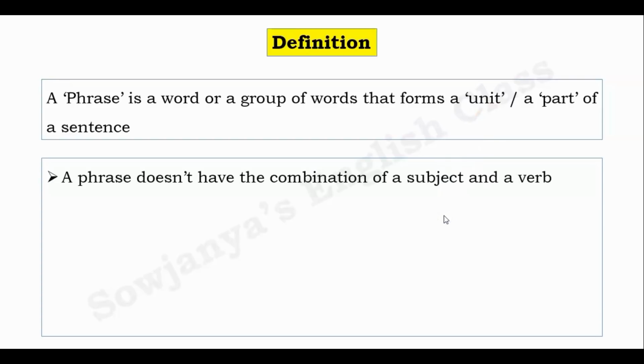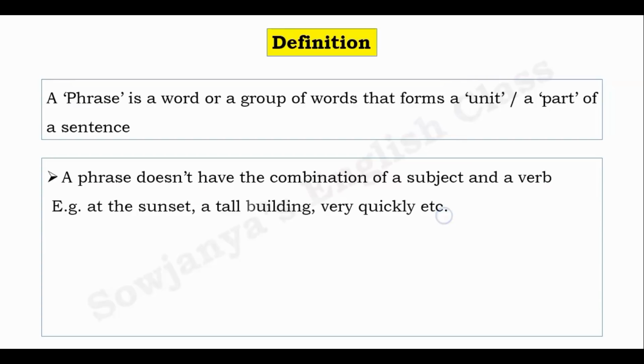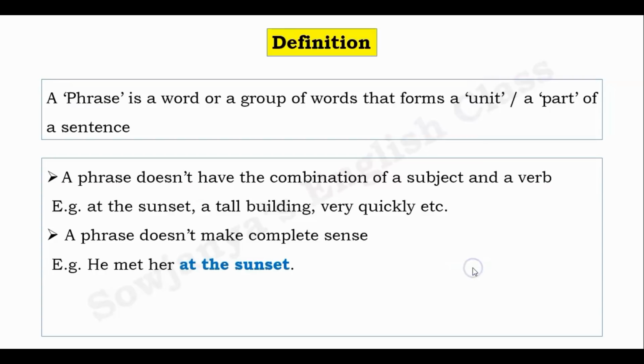A phrase doesn't have the combination of a subject and a verb. Example, at the sunset, a tall building, very quickly. It is a unit or part of a sentence. That's it. Okay. A phrase doesn't make complete sense as well. How can a unit or a part of a sentence make sense in that way? A phrase doesn't make complete sense.